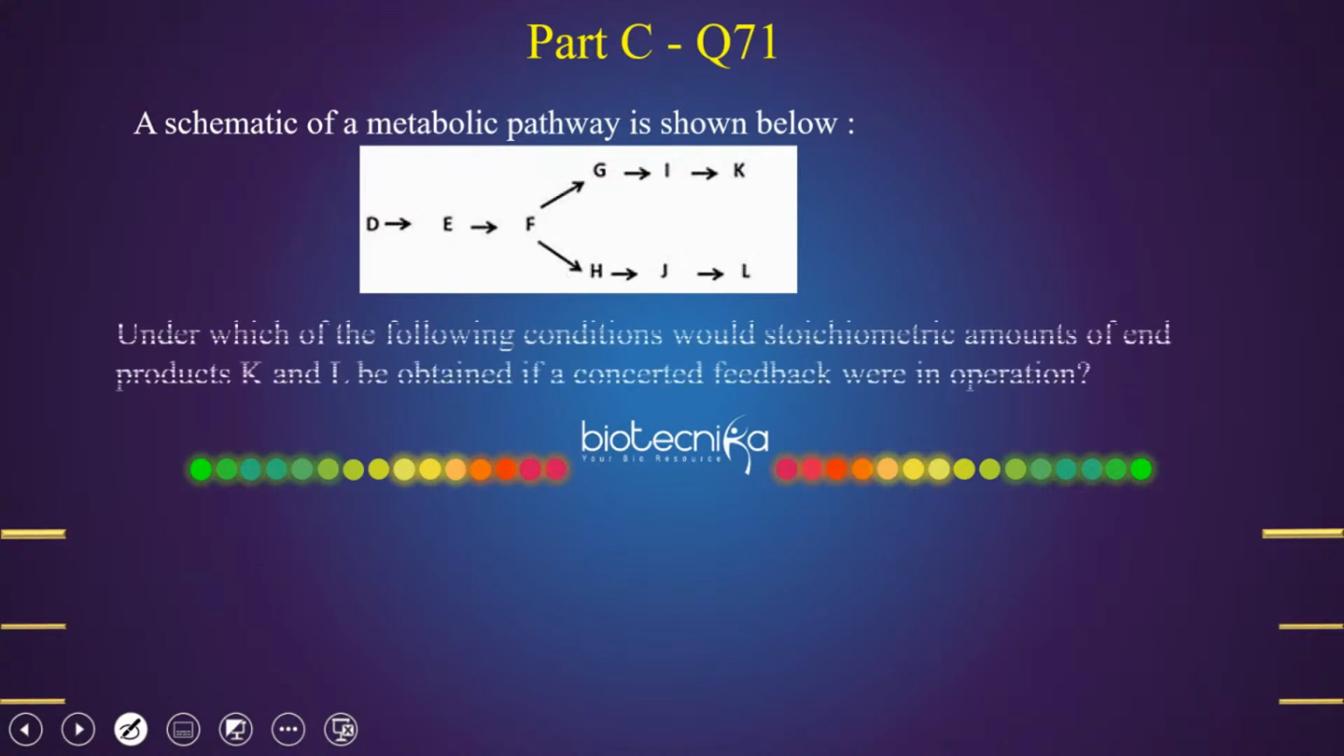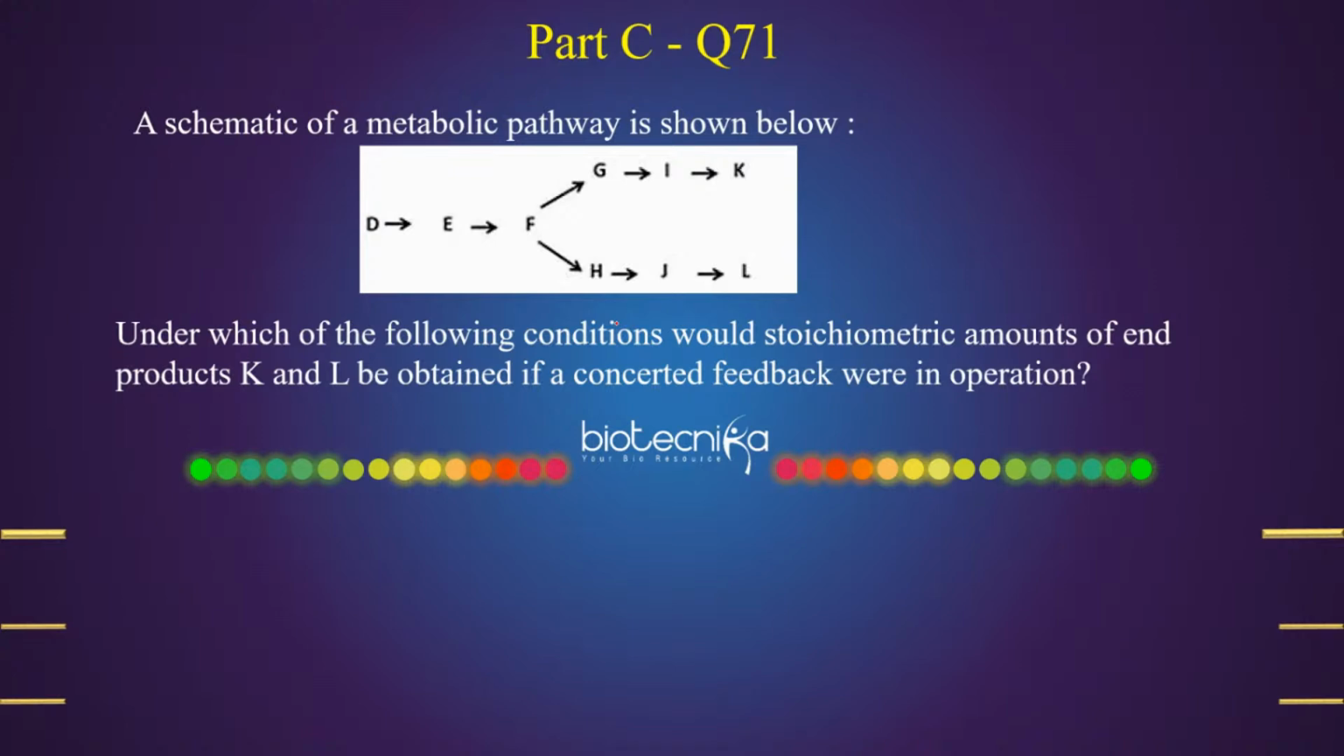Okay. Under which of the following conditions would stoichiometric amounts of end products K and L be obtained if concerted feedback was in operation? Simple logic: they are saying if this pathway follows concerted feedback, then what will be the condition of the end products K and L? That means how these things will be inhibited. That is what they are asking.